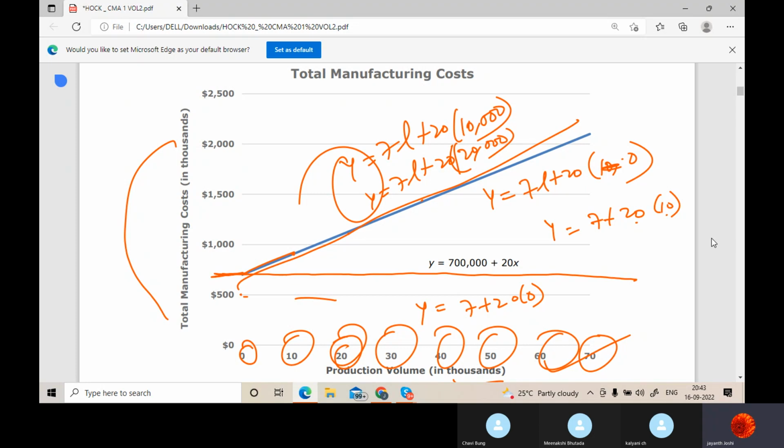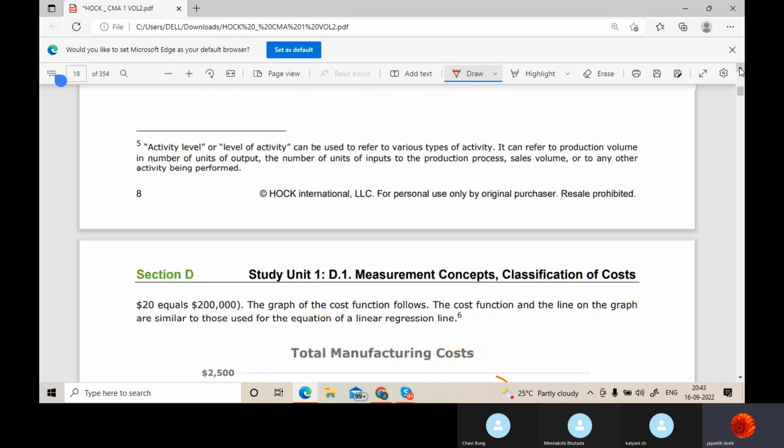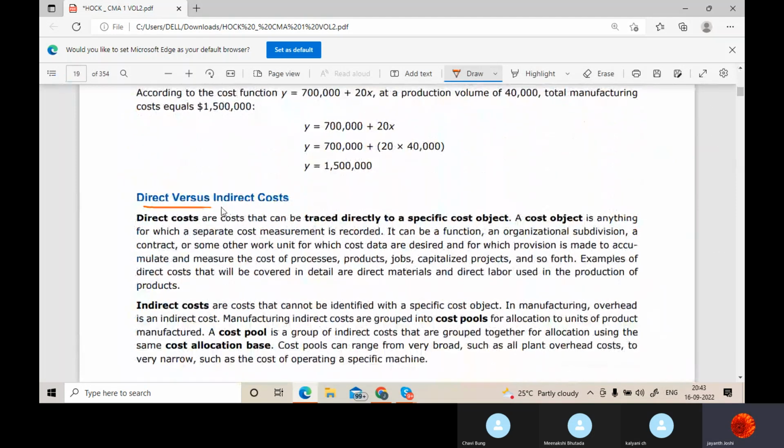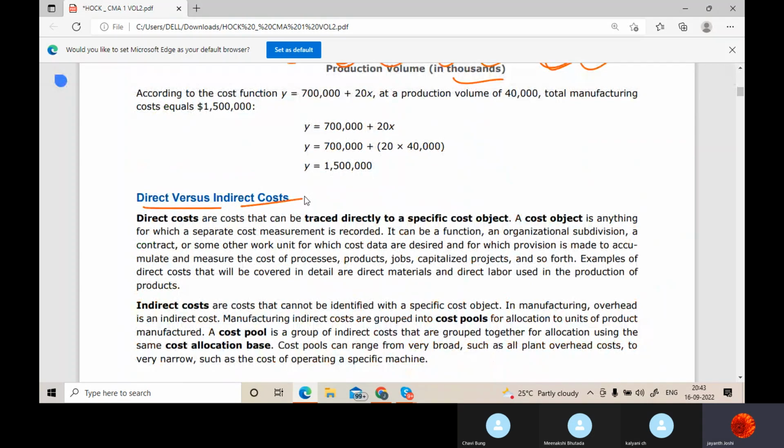So that is what it is. I hope you have got this clearly. Let me move forward. Now comes direct versus indirect cost. We have already discussed direct cost and indirect cost, so no need to discuss again and again.